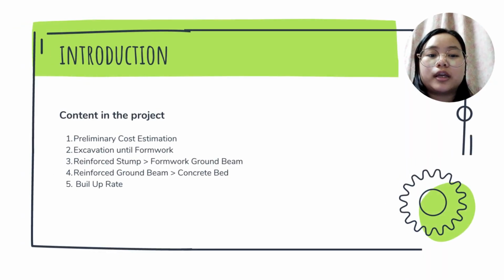The content in our presentation is divided into several parts. The first one is the preliminary cost estimation. The second one is excavation until formwork. The third one is reinforced stump until formwork ground beam. The fourth one is the measurement for reinforced ground beam until concrete bed. And the last one is build up rate.